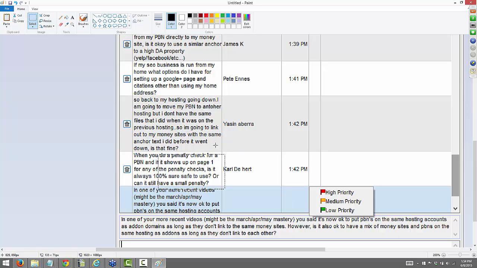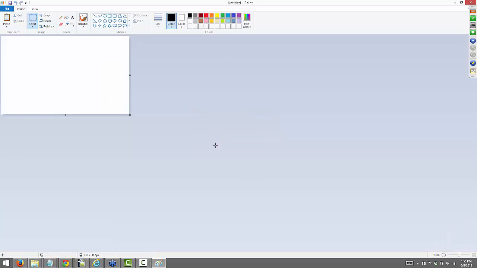When you do a penalty check for a PBN, if it shows up on page 1 for any of the penalty checks, is it always 100% sure it's safe to use, or can it still have a small penalty? It could still have some type of really small penalty, Carl, but usually I'm not as worried about them. The main ones I'm worried about are the spam penalties, which go back on page like 4, 5, 6 usually. You could have some type of over-optimization penalty from before, but those typically don't worry me as much. The main reason I do those penalty checks is to look for spam penalties, because those are what can really hurt you.